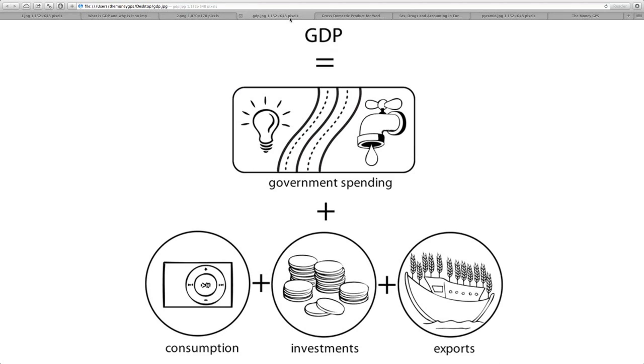This is the diagram that I used in my book to graphically show individuals exactly what it is. Now, again, an oversimplified version, but you can see at the top, GDP equals government spending plus consumption plus investments plus your exports. This is the general view of the GDP.